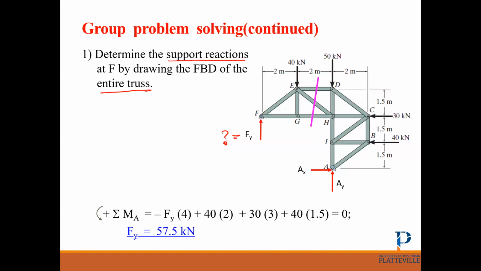Similarly, for 30 kilonewton, 30 kilonewton multiplied by the distance, which is 3 meters. The moment about A is counterclockwise, so it's positive. How about 40? 40 multiplied by the distance, which is 1.5, makes a counterclockwise moment, so it's positive. How about this 50? This 50 passes through point A, so it cannot make a moment.